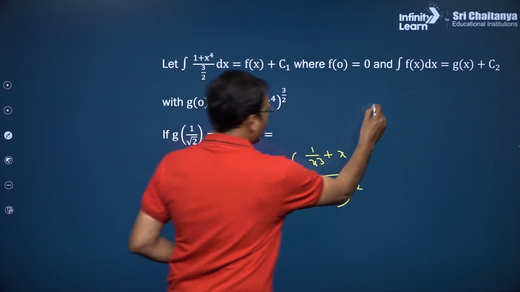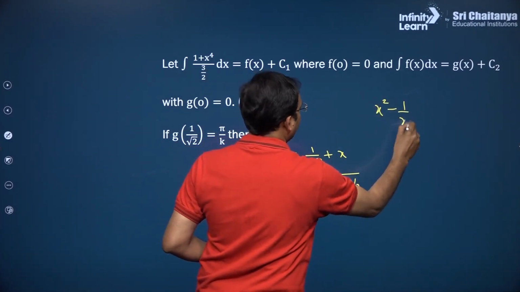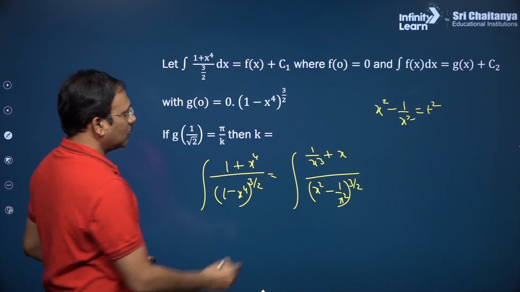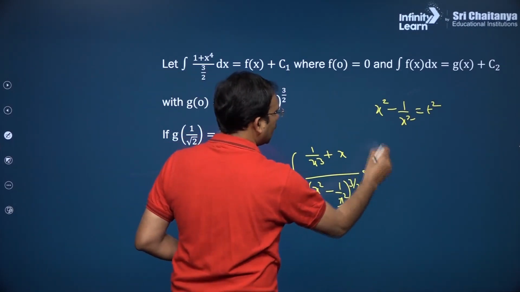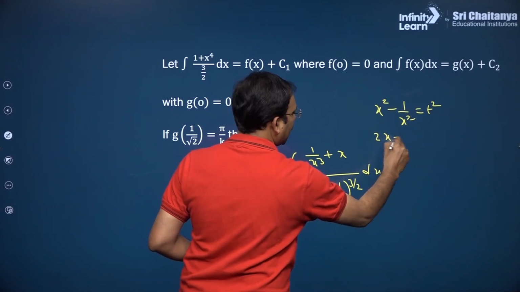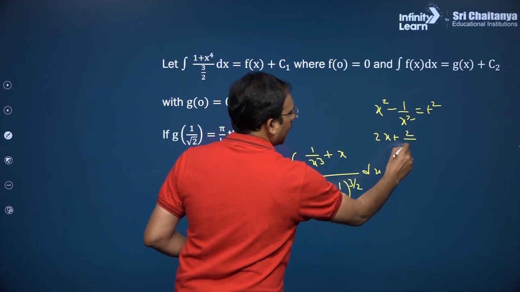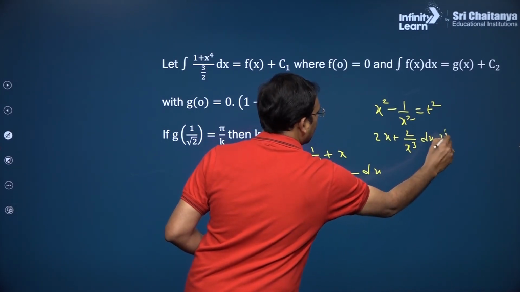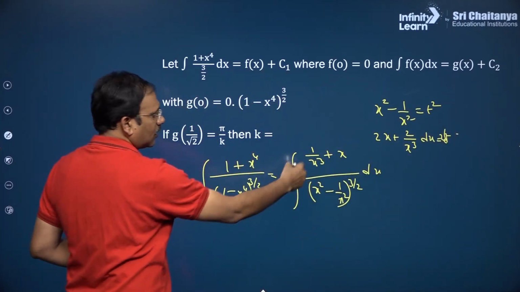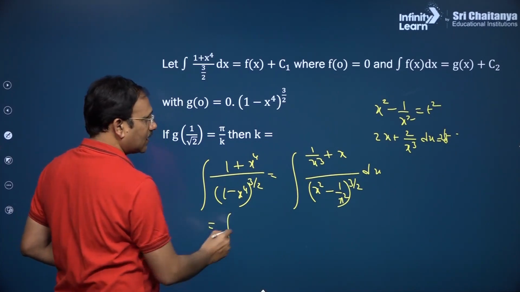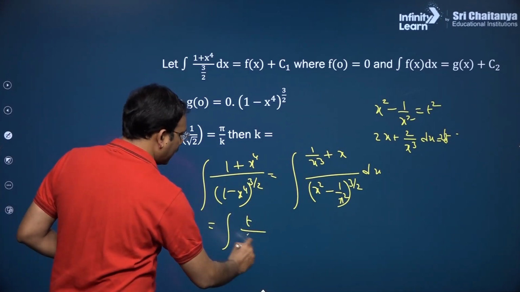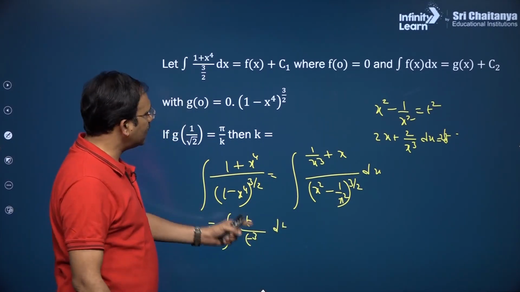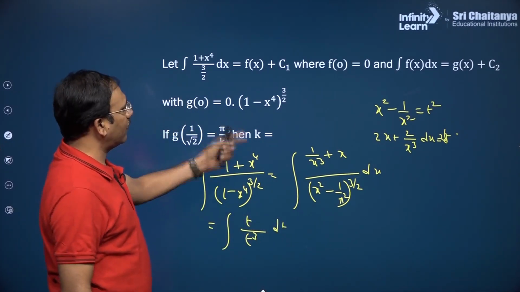So at this stage, my dear friends, you just take x square minus 1 by x square as t square. You are going to get its derivative, 2x plus 2 by x cube into dx is equal to 2t dt. So the 2 comes out, and this problem becomes an easy integral, t by t cube dt.